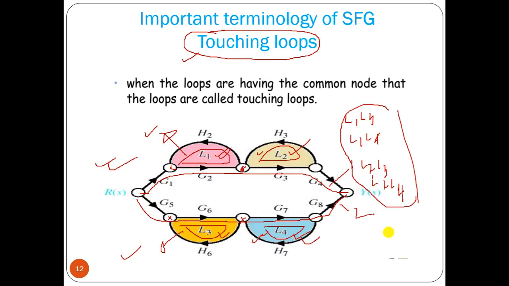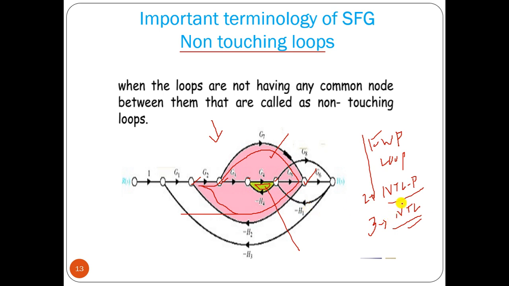For example, here L1, L3, L4: L3 and L4 are touching, so we cannot say L1, L3, L4 are three non-touching loops. Okay, we cannot say that. So let us find out how we can say three non-touching loops.